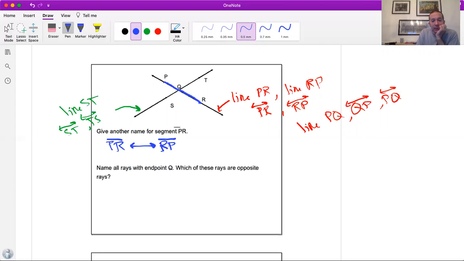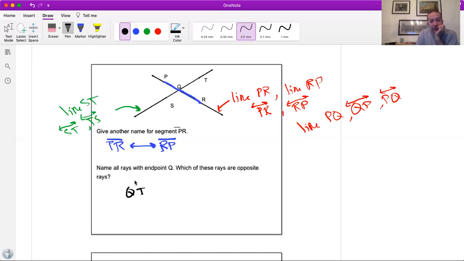Name all rays with endpoint Q. That means name all the rays where the point where it stops is Q, and then it goes on forever in one direction. Rays go on in just one direction. So one ray would maybe be Q to T.